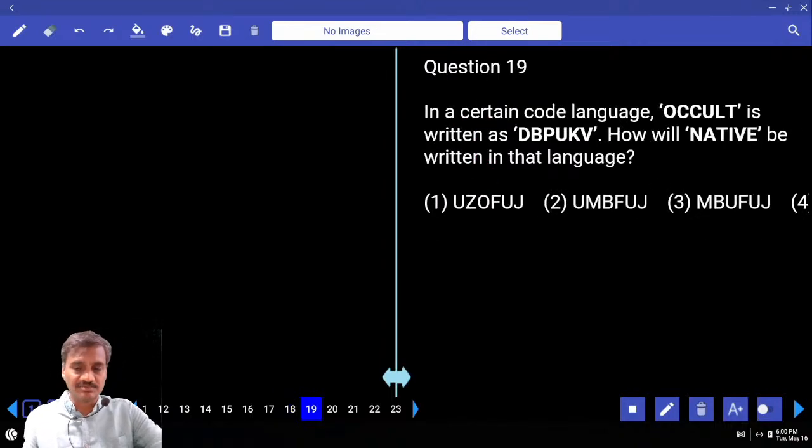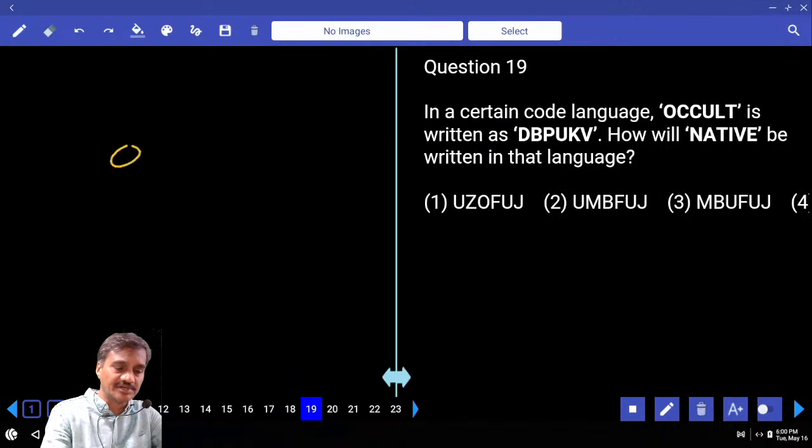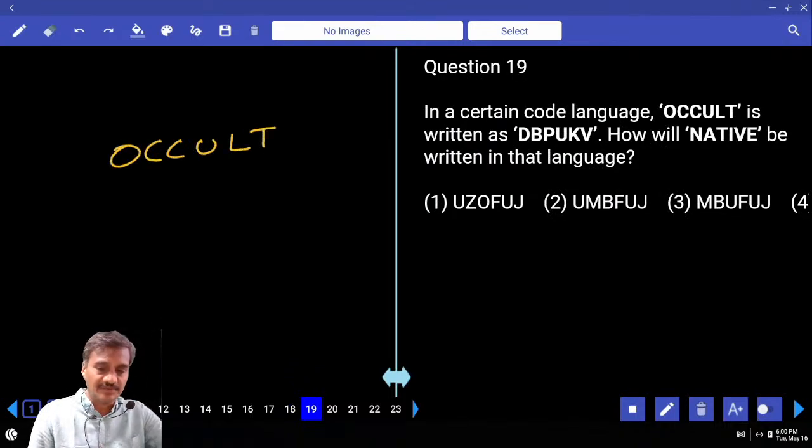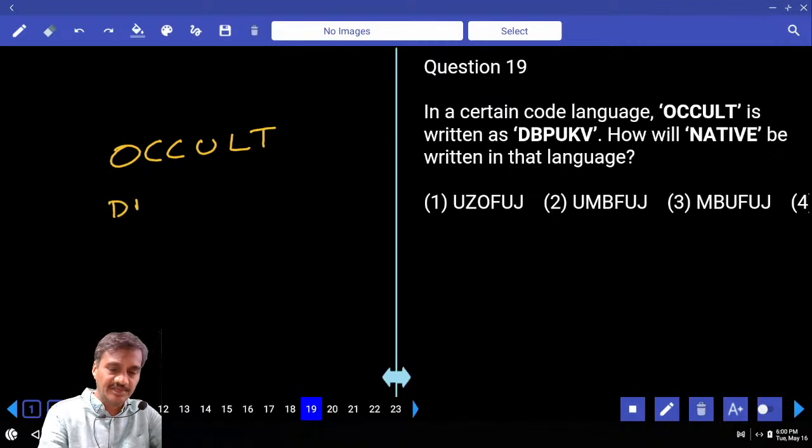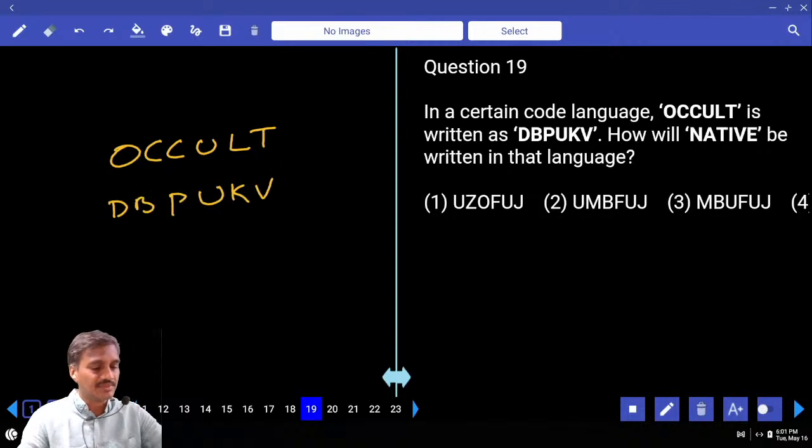Then coming to question number 19. Now in this question number 19, OCCULT is written as DBP-UKV. Then what is the relation between these two? Yes, any answer to this one? Then question number 19, the answer.